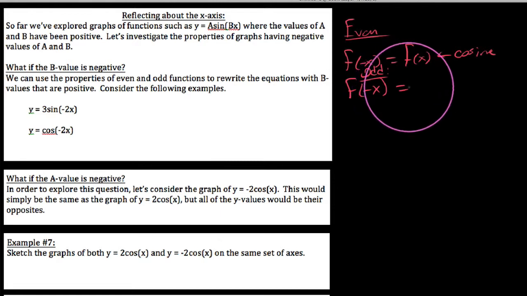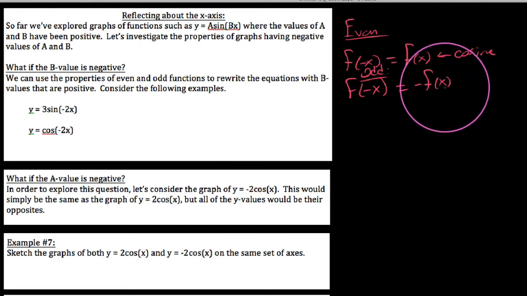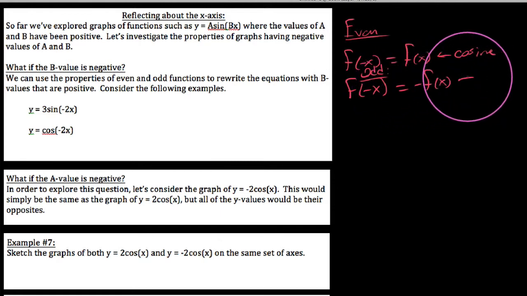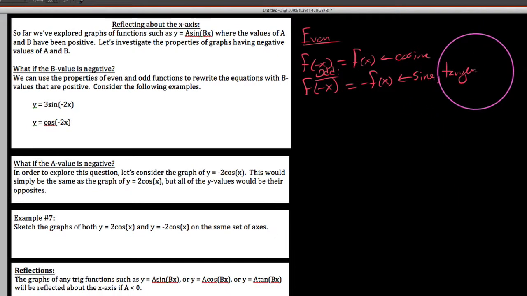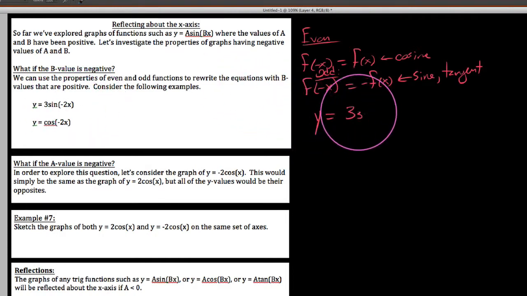An odd function would be f of negative x, where you could take the negative and put it out front, essentially: negative f of x. This would be like sine and tangent. Those are odd functions. So what if the b value is negative? We can use the properties of even and odd functions to rewrite the equations with b values that are positive.